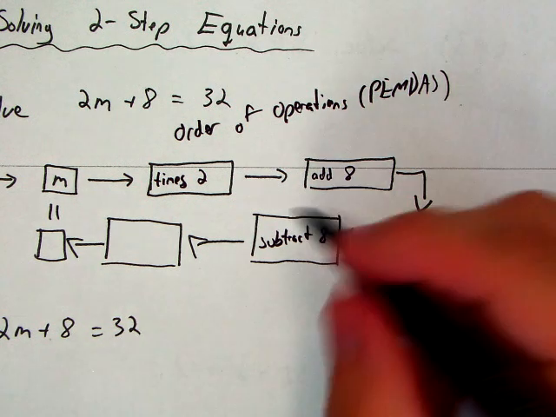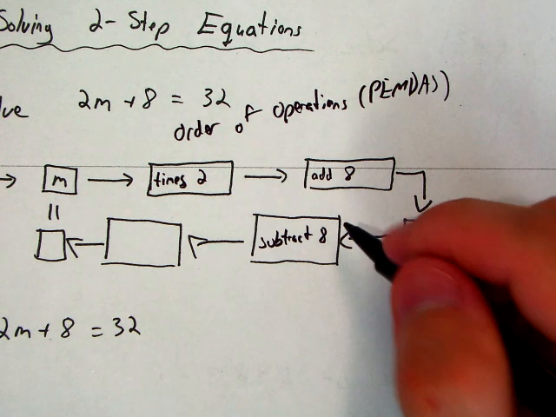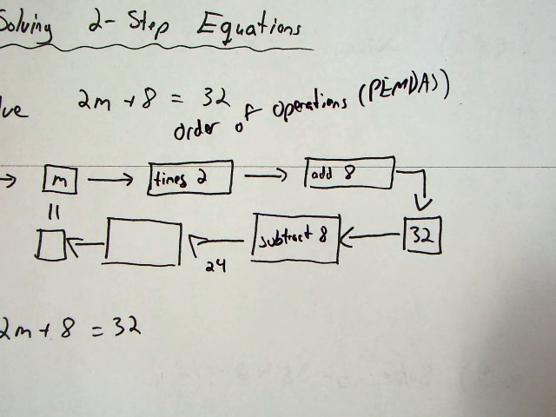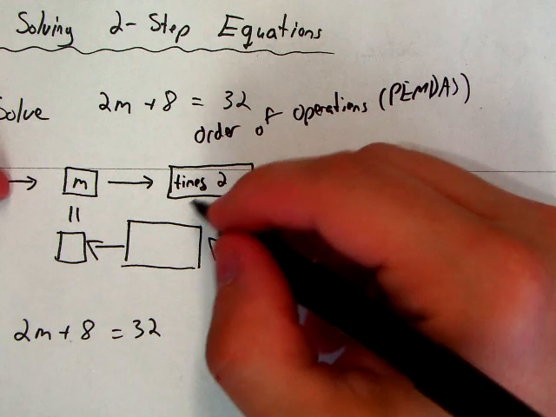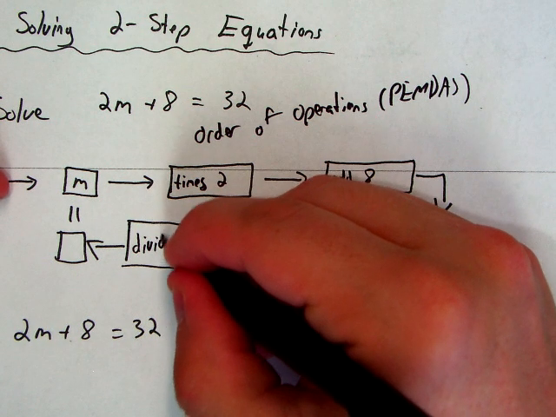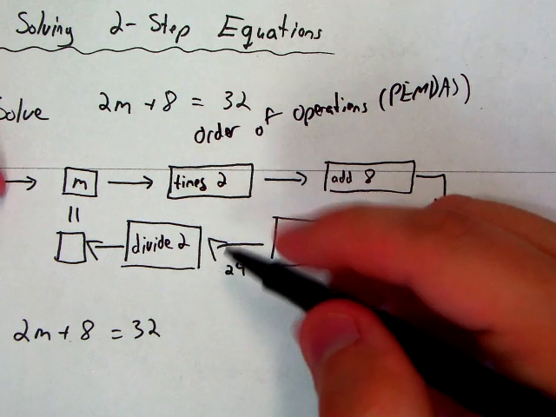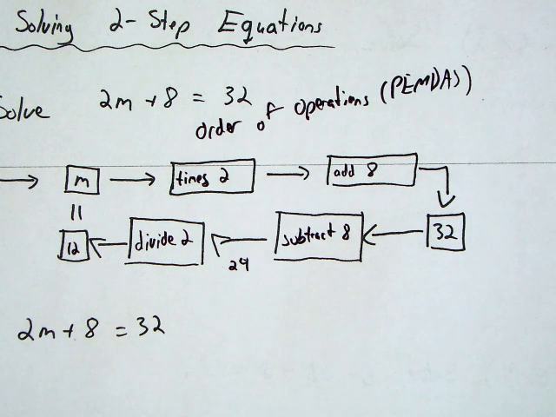And what I like to do is in this area here, kind of keep a total. So 32 subtract 8 would be 24. Again, this box undoes this box. So instead of times 2, we are dividing by 2. And we do 24 divided by 2, and that's 12. So in this case, m would be equal to 12.